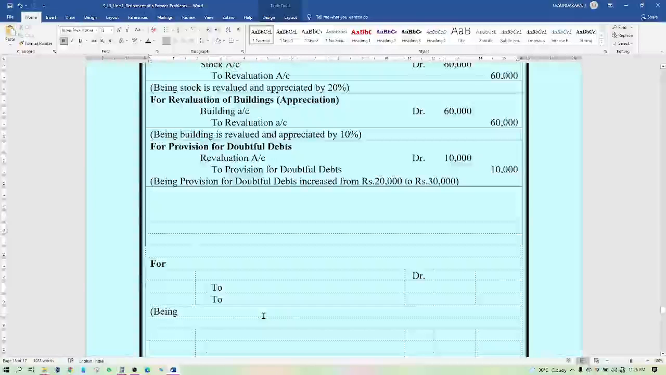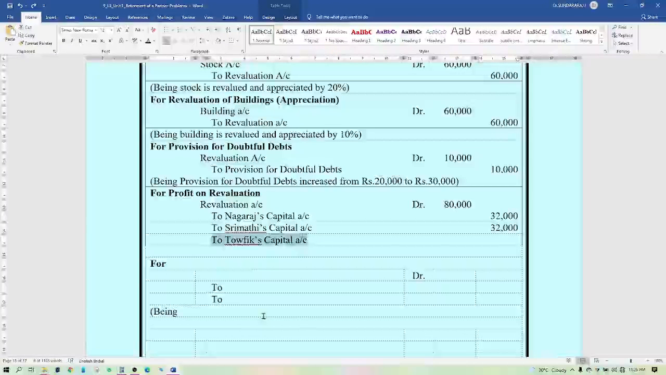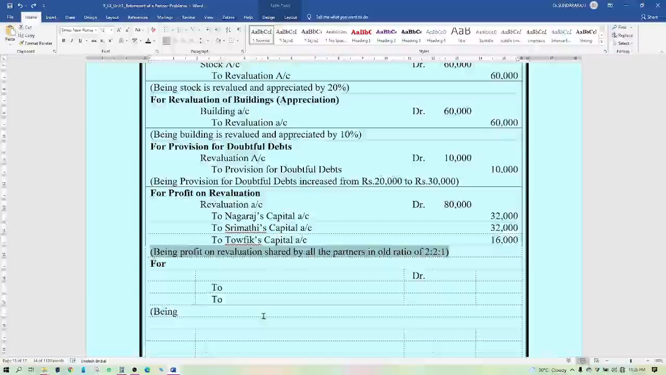The journal entry for the profit on revaluation is revaluation account debit 80,000, and it will be shared by the old partners in the old ratio, that is to Nagaraj's capital account 32,000 rupees, Srimati's capital account 32,000 rupees and Taufik's capital account 16,000 rupees. The narration is being profit on revaluation shared by all the partners in old ratio of 2:2:1.